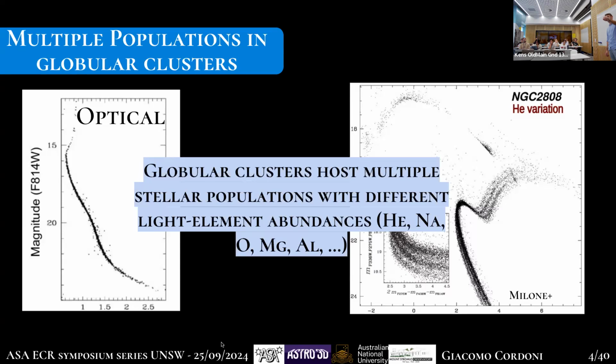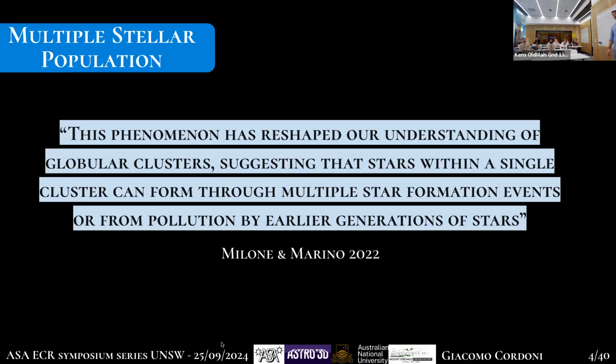In particular, each of these sequences that you see in the CMD is a different stellar population with a different chemical pattern, let's say, in particular in light element abundance. So the multi-population phenomenon is very interesting because it has reshaped our understanding of globular clusters, suggesting the stars within a single cluster can form through multiple star formation events, so we can have multiple stellar generations. This is very important because this is telling us how these clusters can form and how star formation can take place.